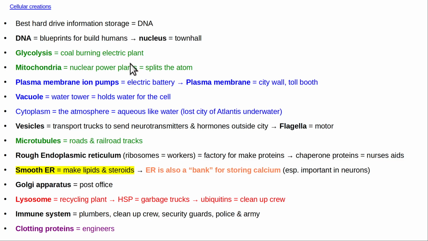Glycolysis is like a coal-burning electrical plant because you only get about 2 ATP from running a glucose molecule through glycolysis. Mitochondria is much more powerful. It's like a nuclear power plant. And the mitochondria is incredibly sophisticated.